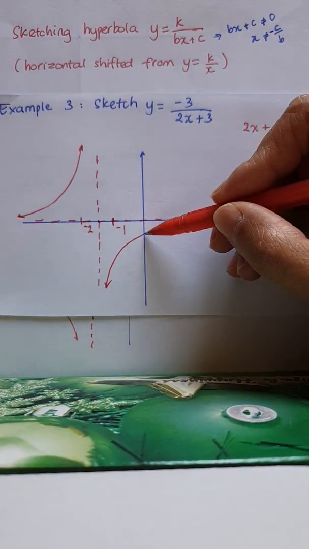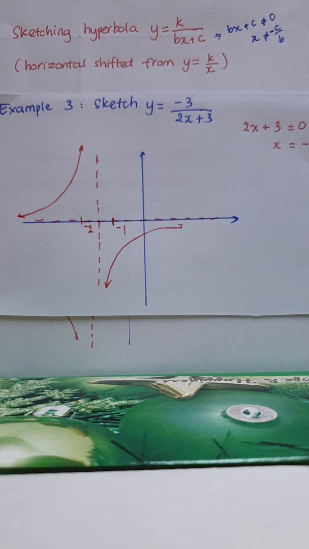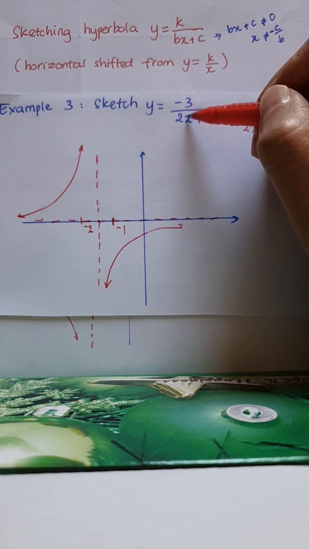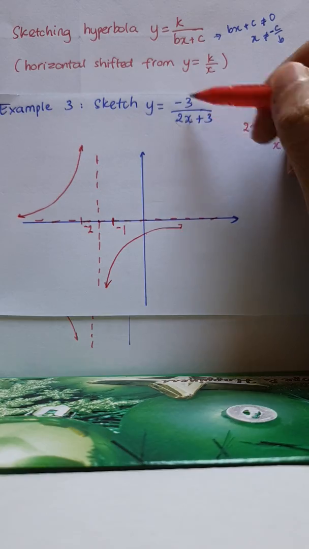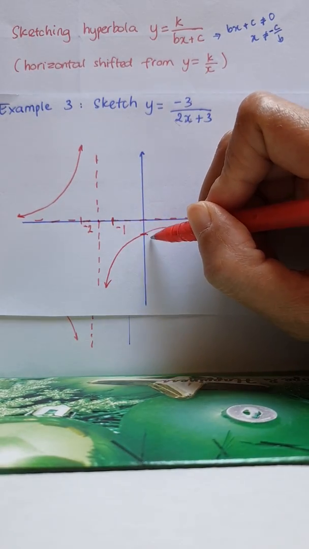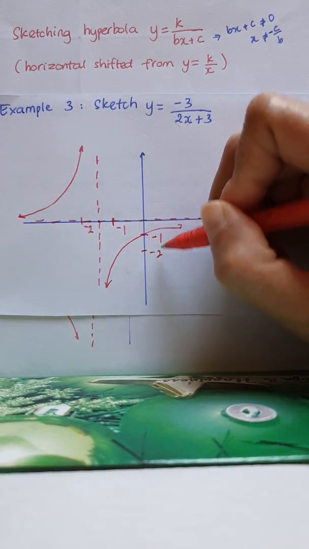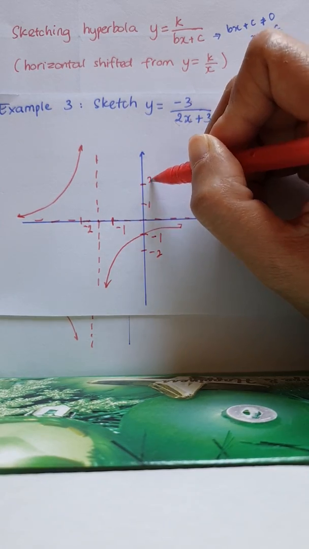Now let's find the y-intercept to indicate our scale for the y-axis. So when x is 0, that's negative 1. So negative 1, negative 2, 1, 2, and we're done.